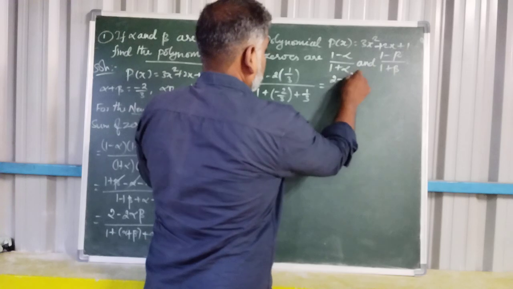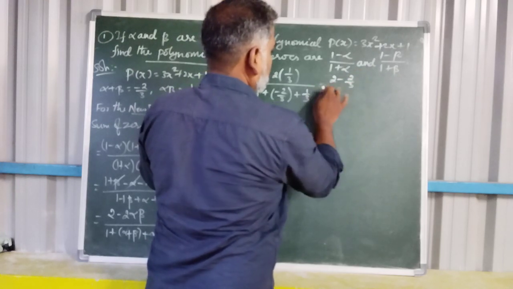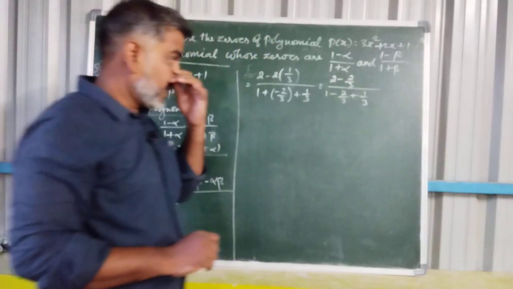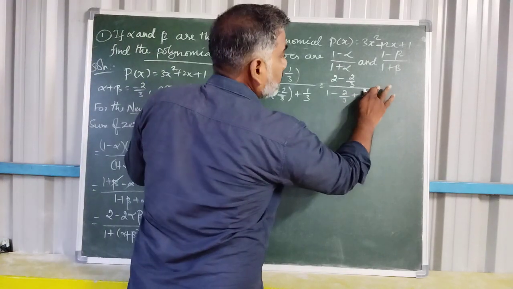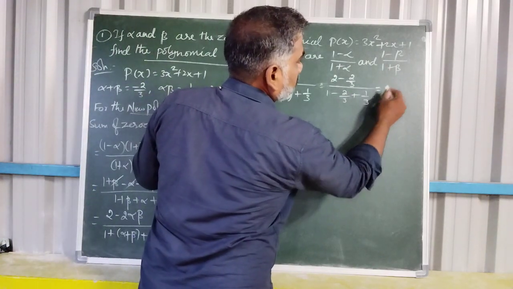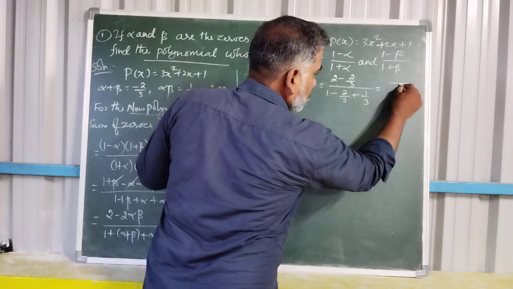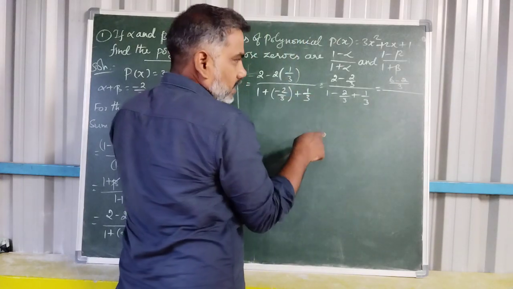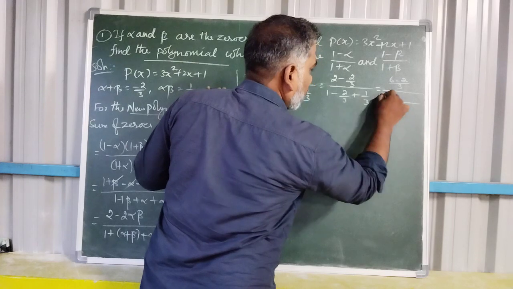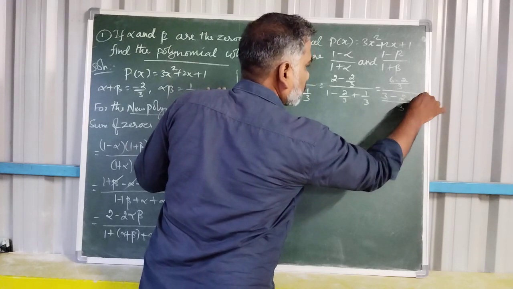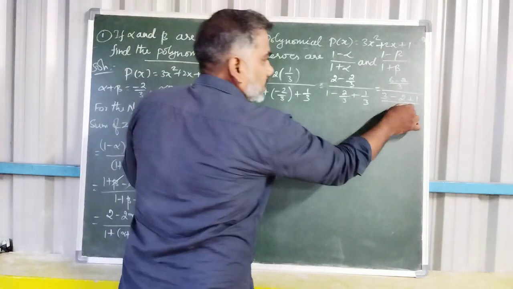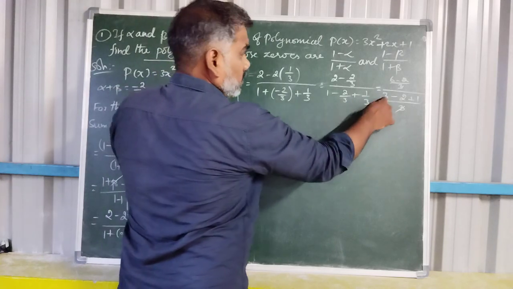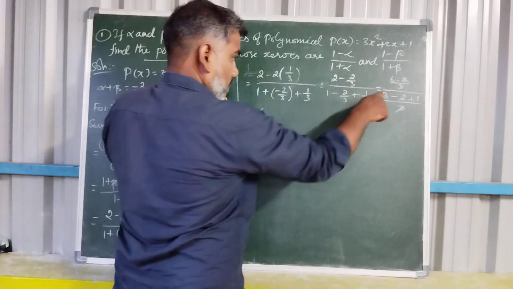Take the LCM. 2 minus 2 by 3, divided by 1 minus 2 by 3 plus 1 by 3. Clear? If you are taking LCM, in the numerator the LCM is 3, so that it will become 6 minus 2. In the denominator also the LCM is 3, so that you will get 3 minus 2 plus 1. Okay, cross multiplication. Here the 3 will be cancelled. So, that equals 6 minus 2 is what? 4. 3 minus 2 is 1, 1 plus 1 is what? 2.